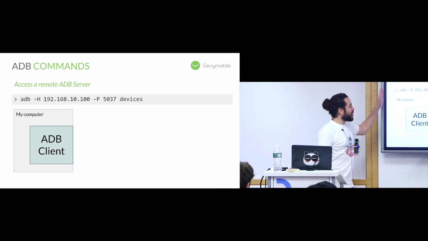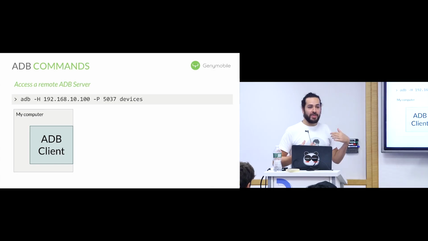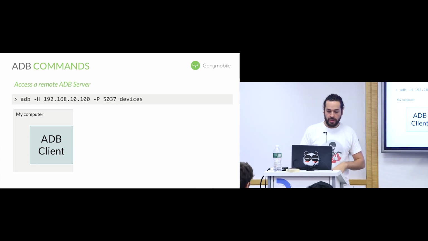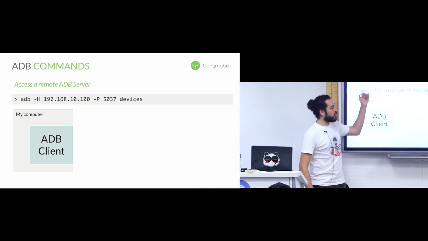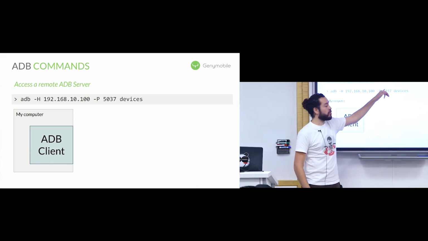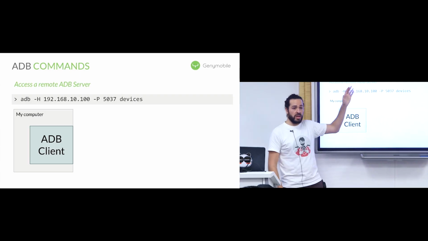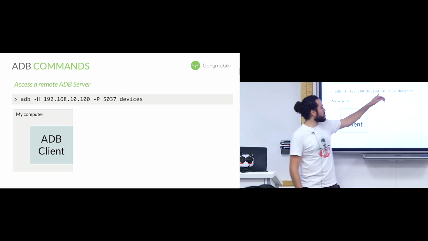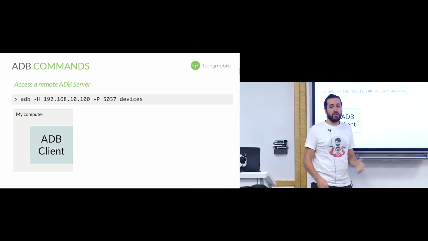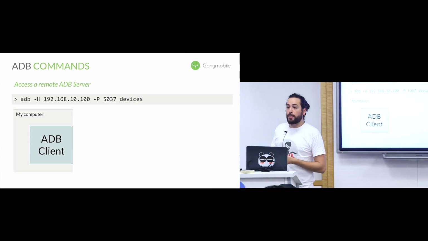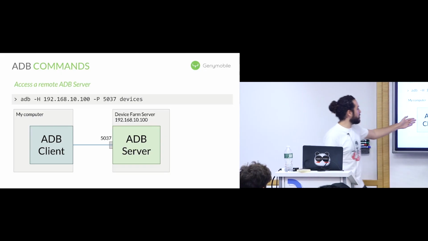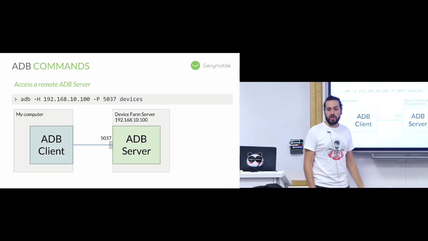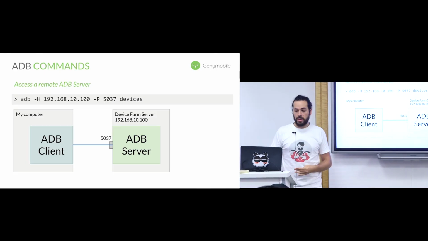Okay, so we're back on our example. I have my ADB client running on my computer, and I want to reach a remote ADB server. So I will type adb -H, an IP on my local network, for example, and the port by default is 5037, you remember. So I keep this one, and devices, just to list the devices that are plugged into a remote computer on my local network. So what my ADB client will do is just send that to this remote server.